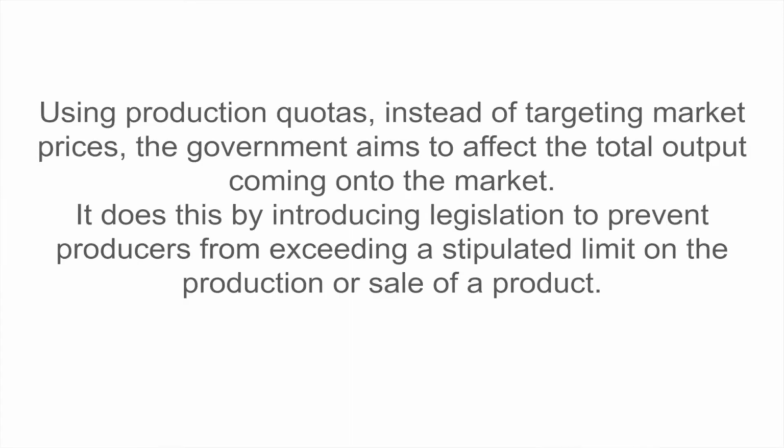So using production quotas instead of target market prices, the government aims to affect the total output coming onto the market. It does this by introducing legislation to prevent producers from exceeding or stipulating a limit on the production and the sale of the product. Now, quotas are not very popular with producers because effectively what it does is it says to producers, we are going to tell you how much to produce. And from a free market perspective, that's not going to go over too well with private enterprise.